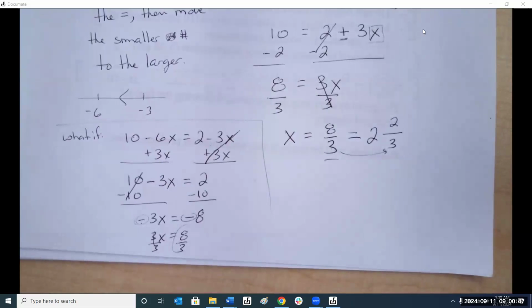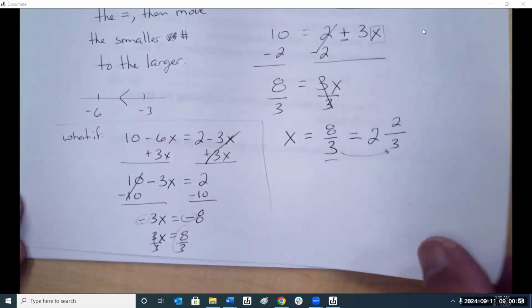So what does this tell us? This tells us that our equation has a solution. So example 3.